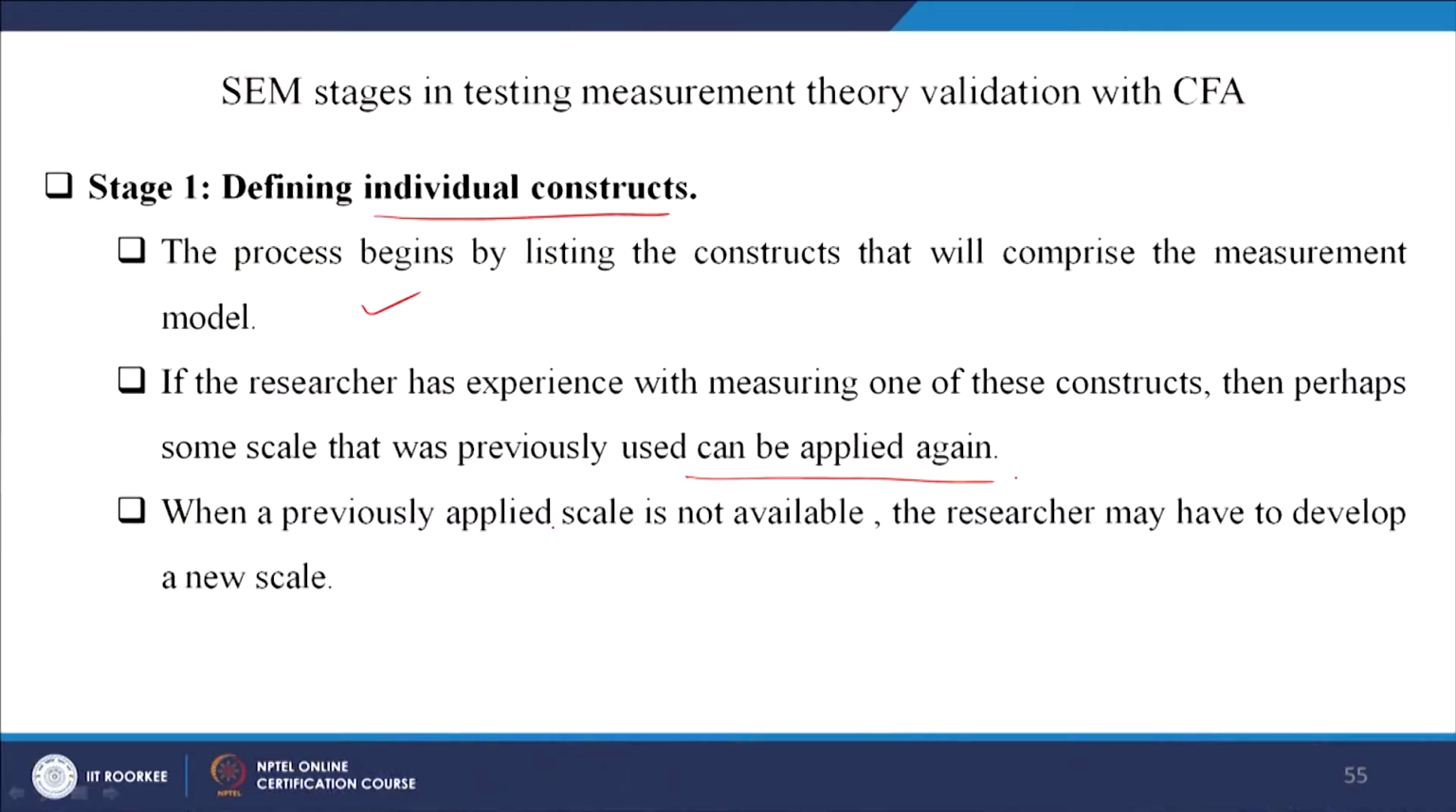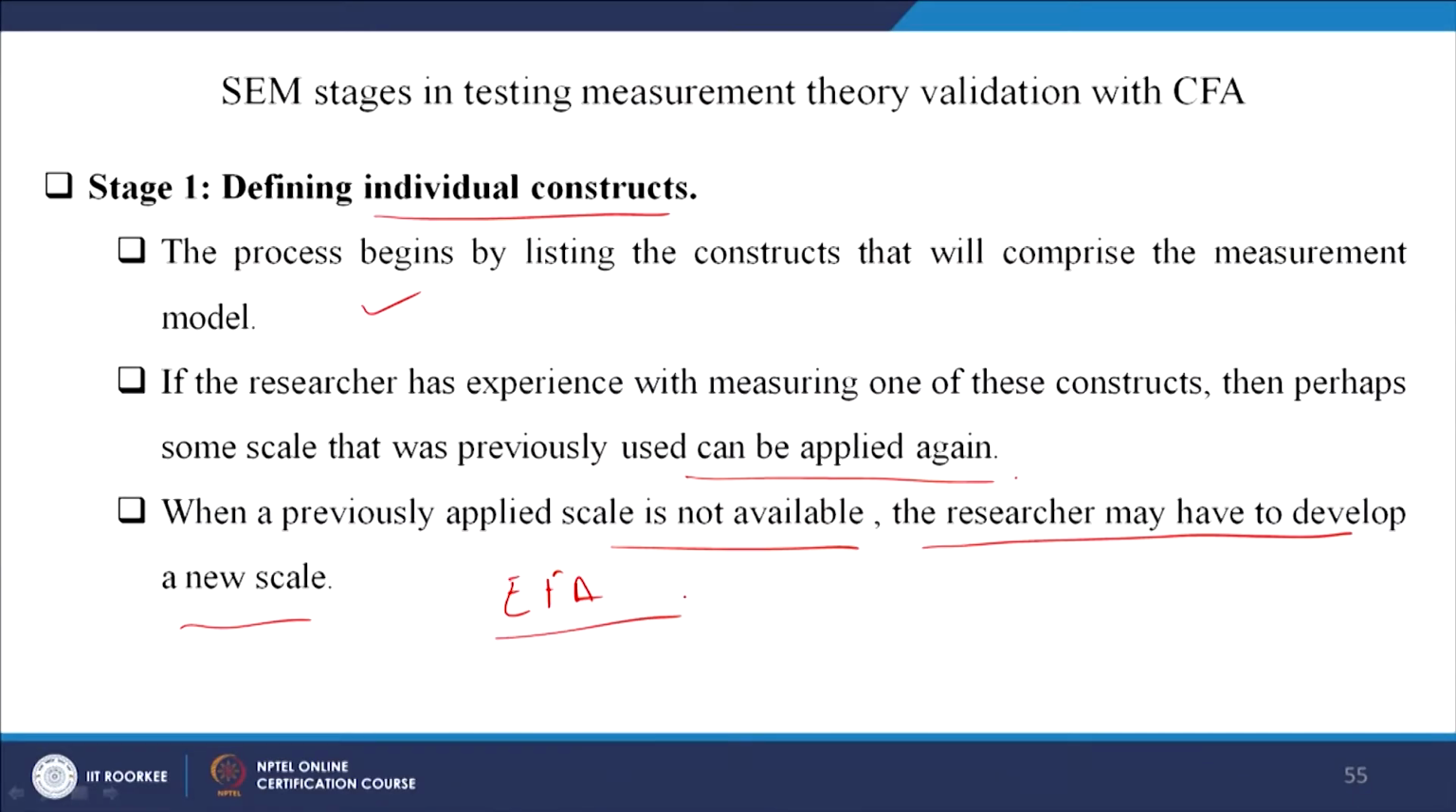When a previously applied scale is not available, researchers sometimes ask this question: sir, what will you do when this scale is not available, my work is completely new? The researcher may have to develop a new scale, and how does he develop a new scale? He can develop a new scale with the help of exploratory factor analysis and then he can check for validity. Okay. So, this is a method you can adopt.